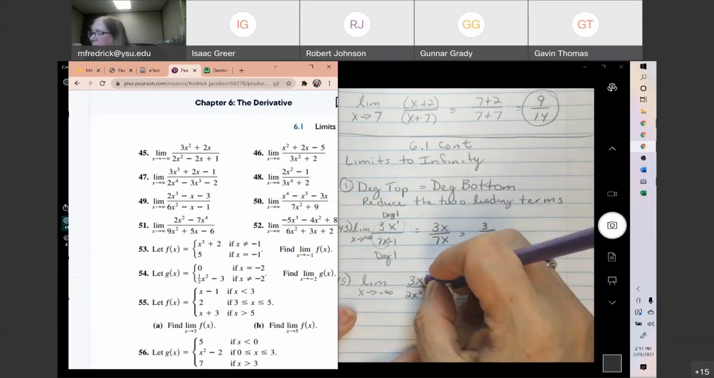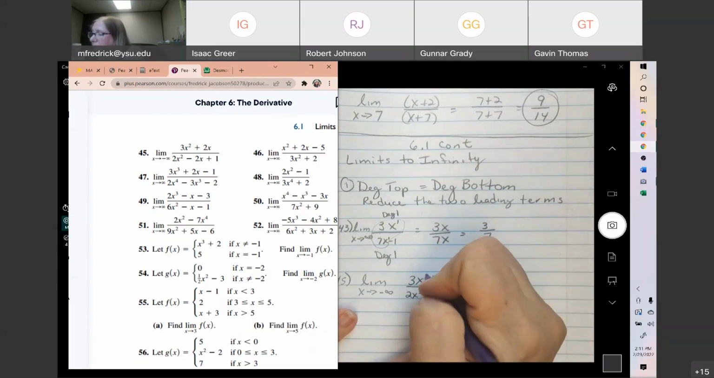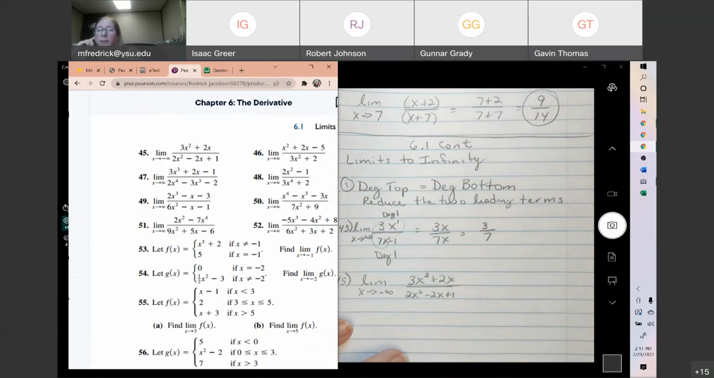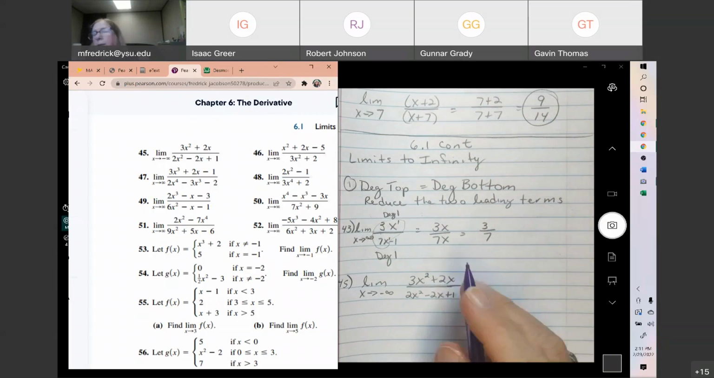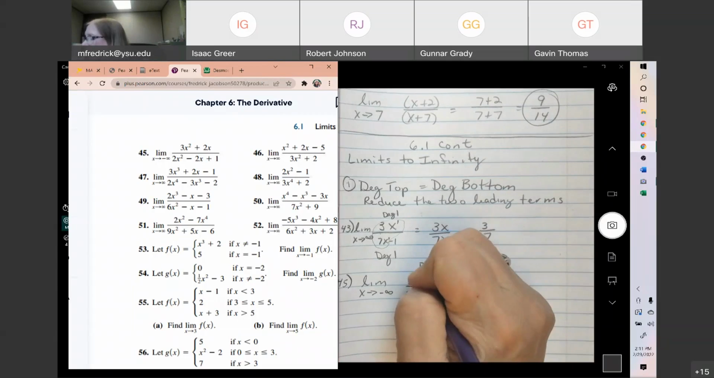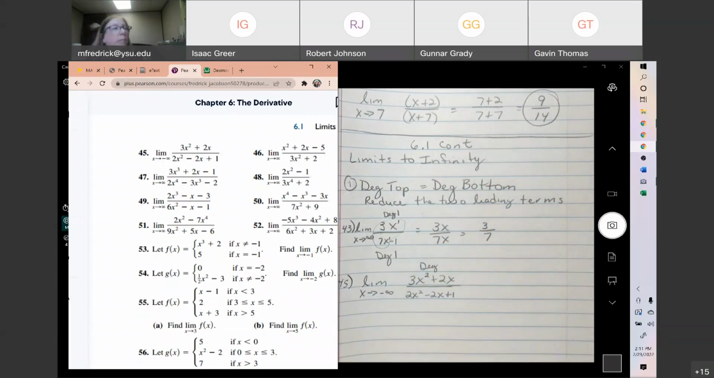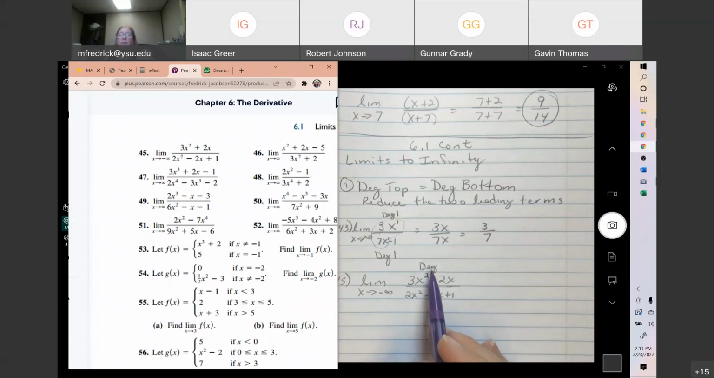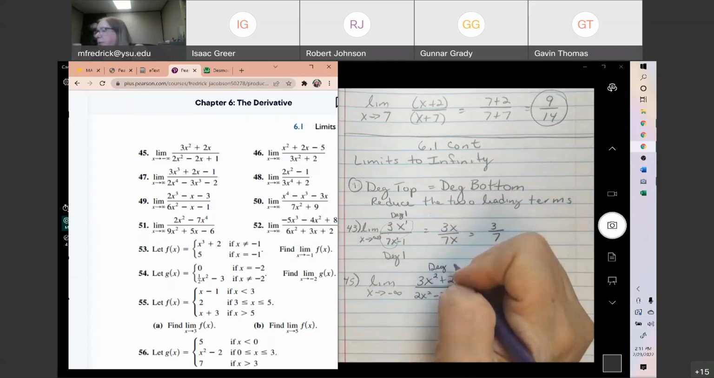So looking at this function, what's the degree on the top? Type it into the chat. You want to look at the exponent instead. So 3 would be the leading coefficient, 2 would be the exponent. So yes, the degree would be 2.